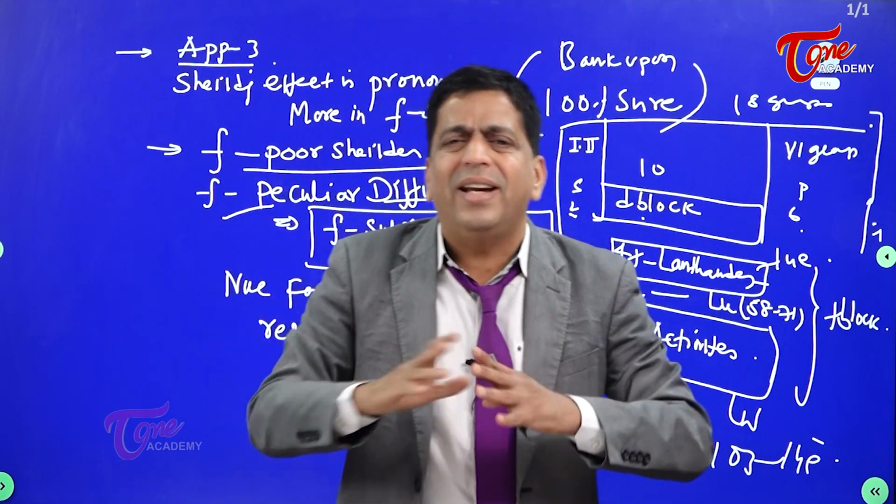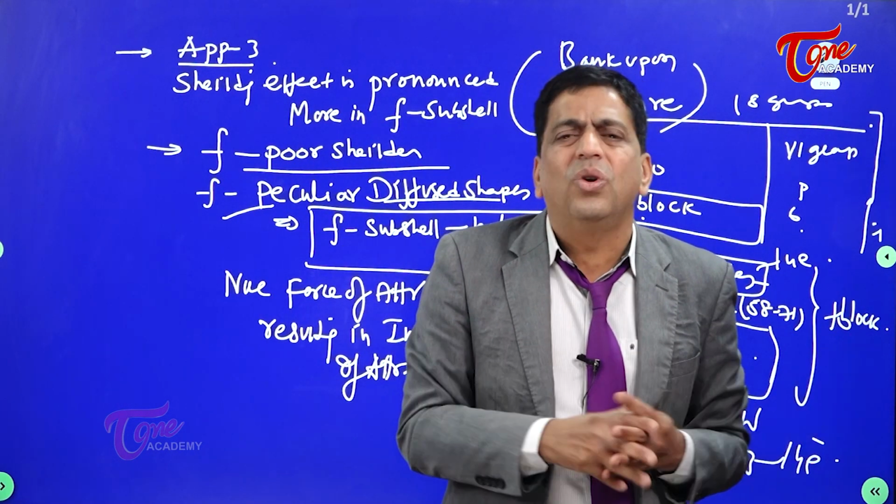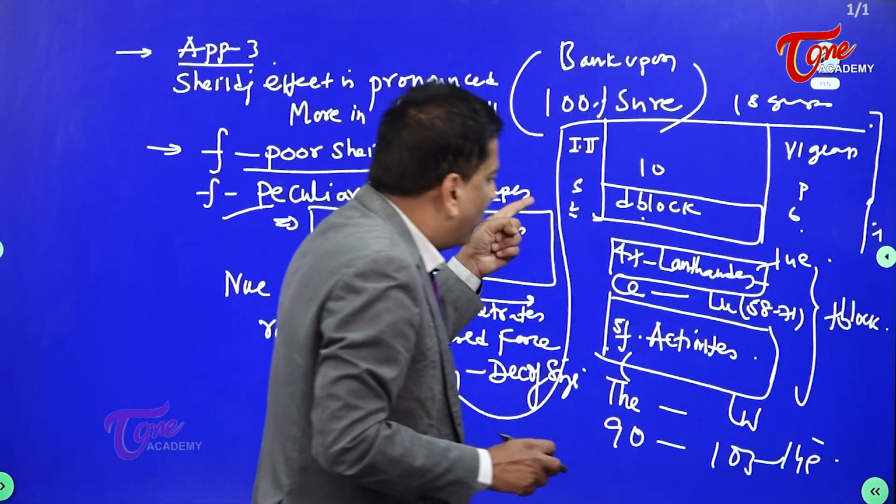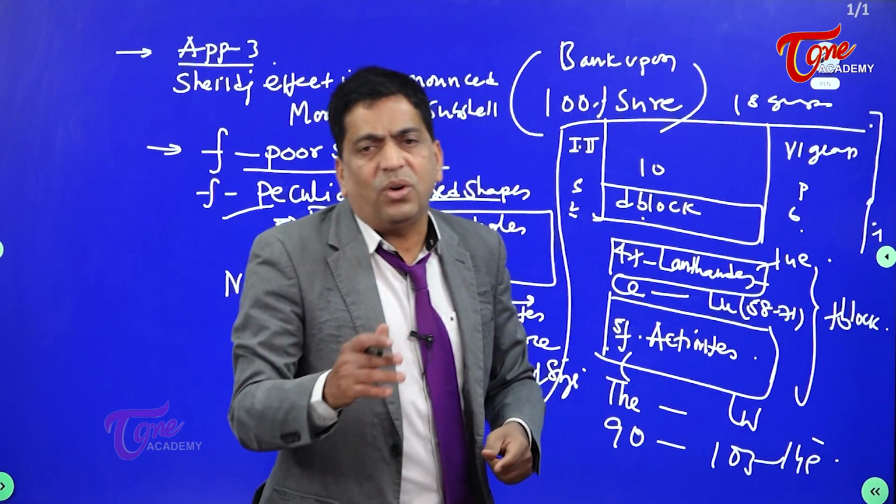So it was told that it's 8-fold degenerate and has a peculiar diffuse shape, and the effect of this poor shielding effect, you get it in lanthanides and actinides, and you have a question on that.